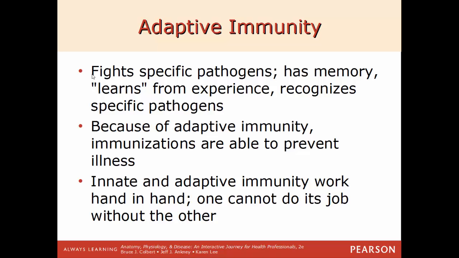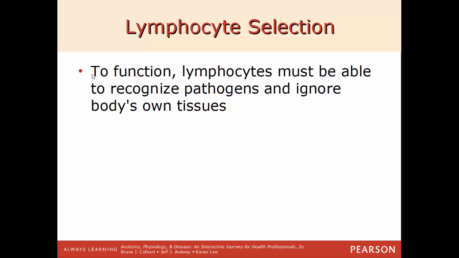Now, the innate and adaptive immunity work hand in hand. One can't do the job without the other. So even though they work separately and in different ways, they still must work together. All right, now move on to lymphocyte selection.